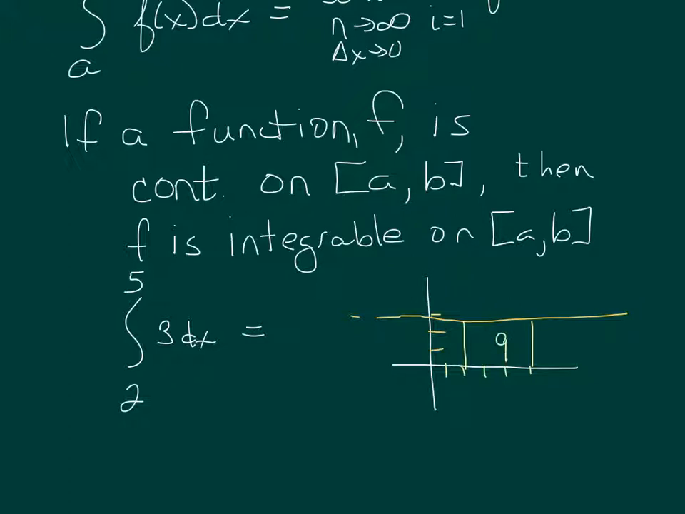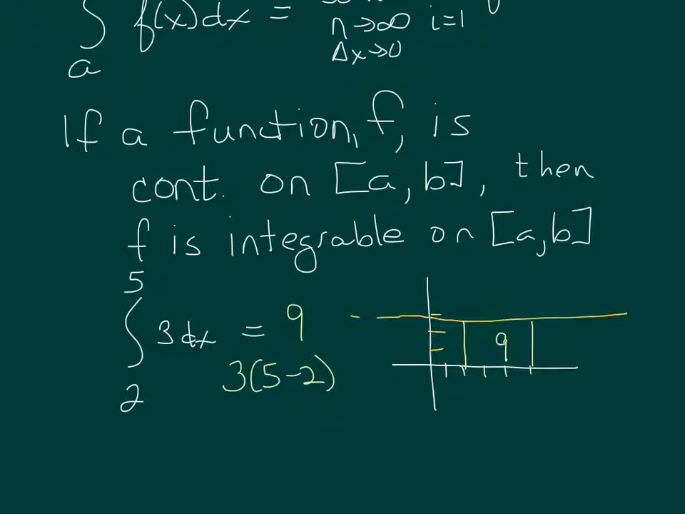But we also had a property on that worksheet that said we could take 3 times 5 minus 2 if you don't want to graph it each time. So 3 times 5 minus 2 is also 9. We see it visually, and we can see it by looking at the rule. So that is a constant. If you have a constant times dx, and it's a definite integral, you can subtract the lower limit from the upper limit and multiply by the constant. In this case, 3 times 3. So that can save you some time.